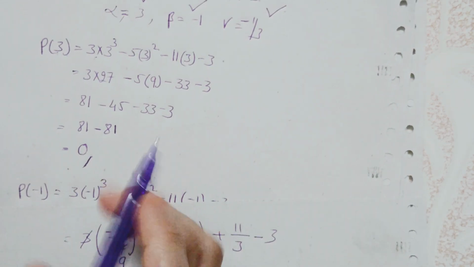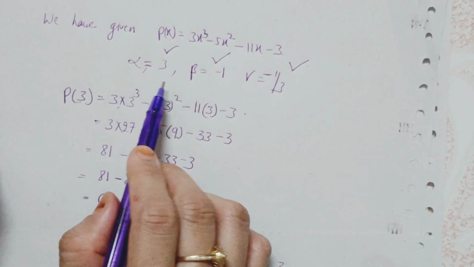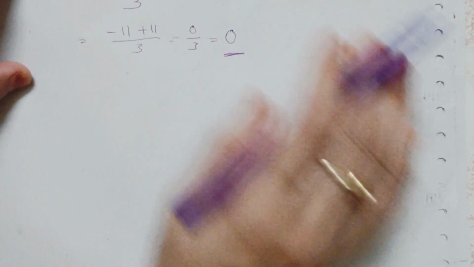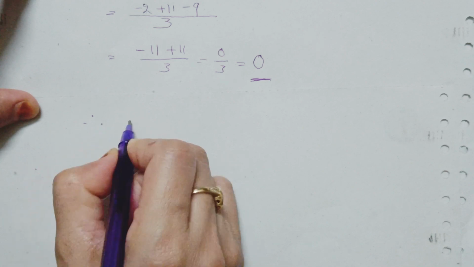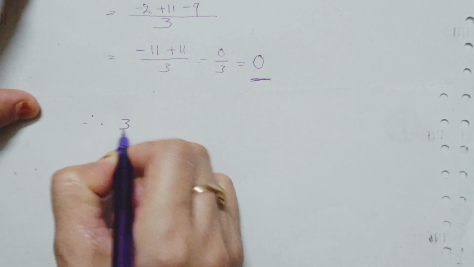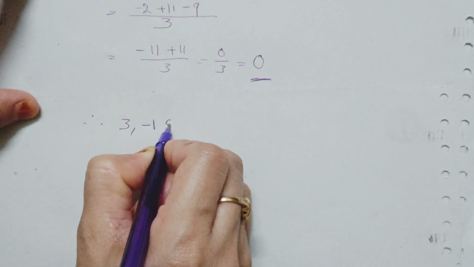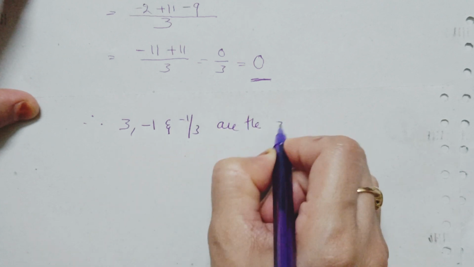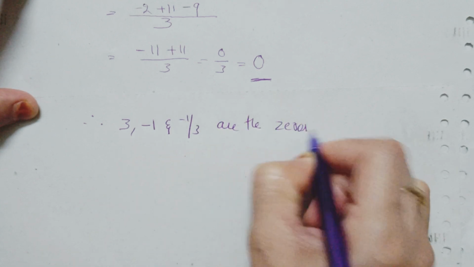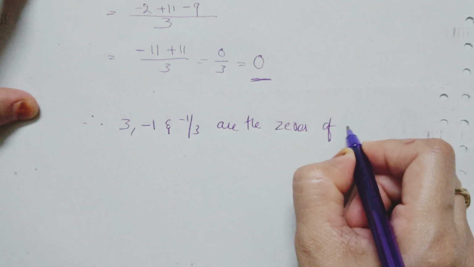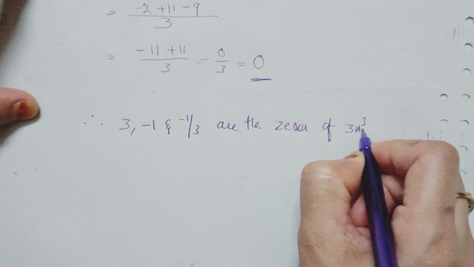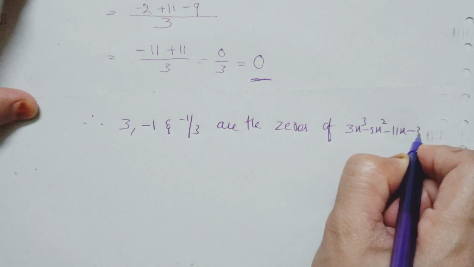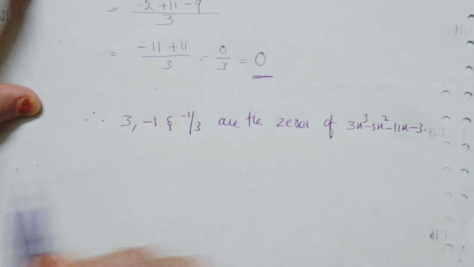Now what we have to do? We have to verify the relation between the sums and the coefficients. Okay, let's do this. Therefore 3 comma minus 1 and minus 1 by 3 are the zeros of the cubic polynomial, which is 3x cube minus 5x square minus 11x minus 3. Okay, this one we have satisfied.